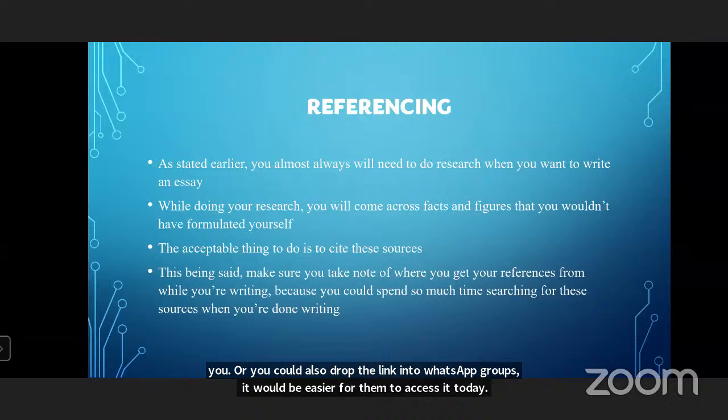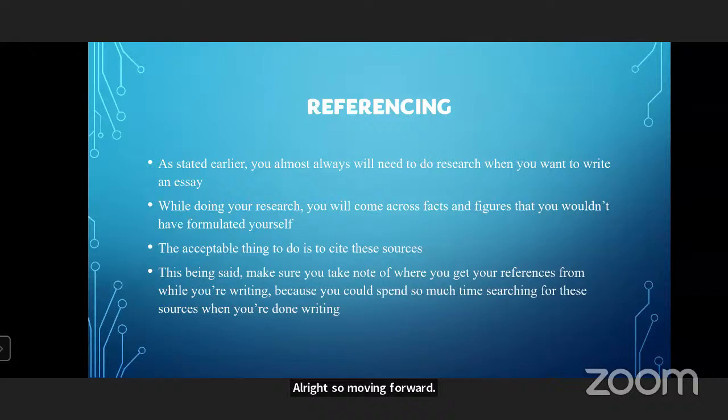All right, so moving forward, I was saying you need to do research, and when you do your research, you would come across facts and figures, like hard facts and figures that you wouldn't have formulated by yourself, obviously. Yes, I remember what I was talking about.